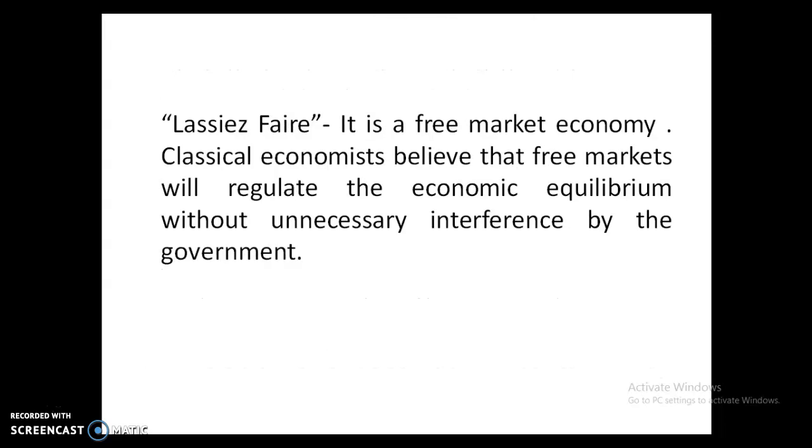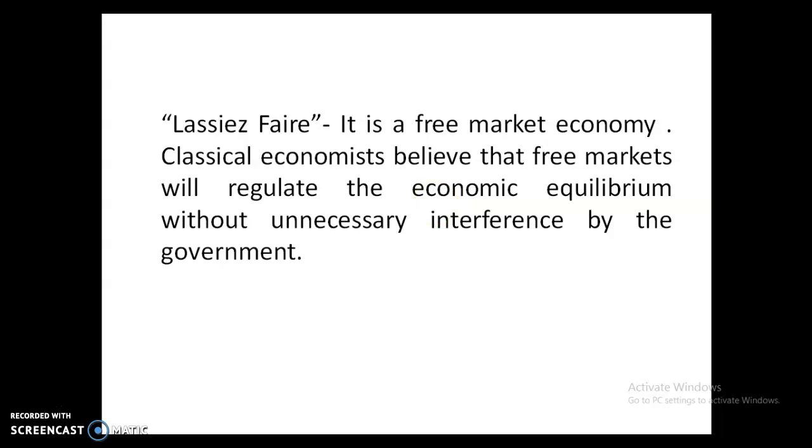Another important concept developed by the classical economists is laissez-faire. What does laissez-faire mean? Laissez-faire is a free market economy. Classical economists believed that free markets will regulate the economic equilibrium without unnecessary interference by the government.